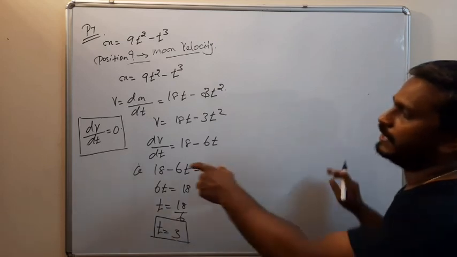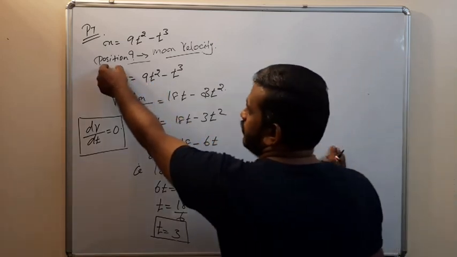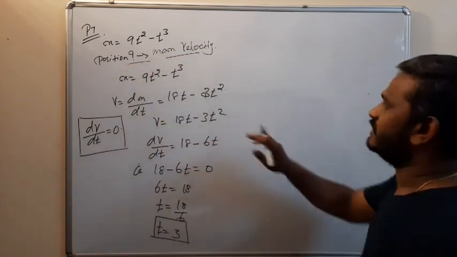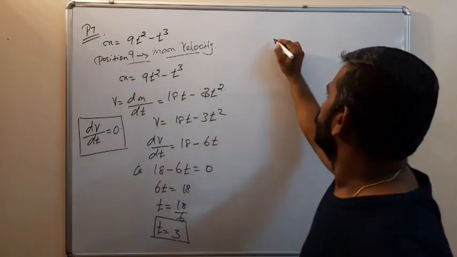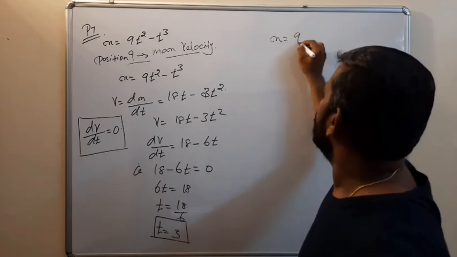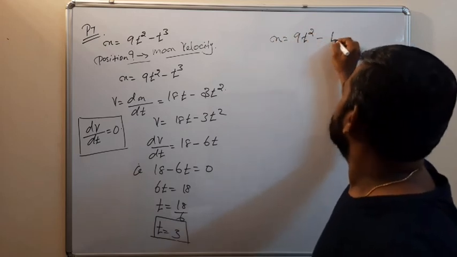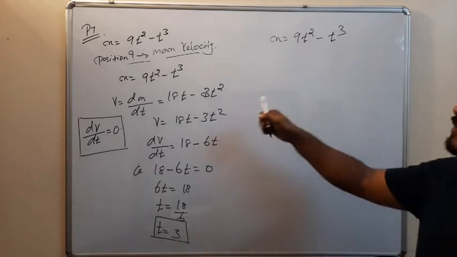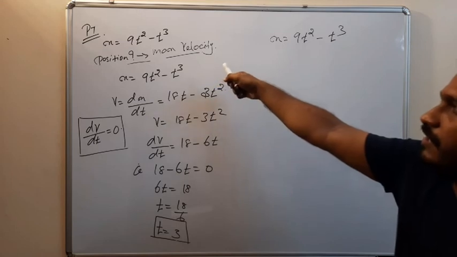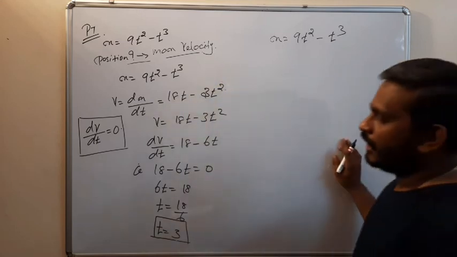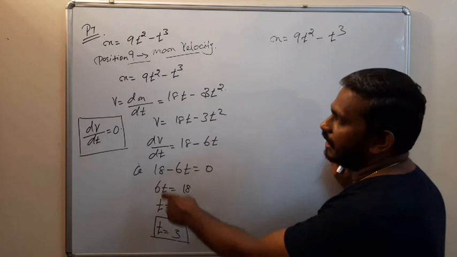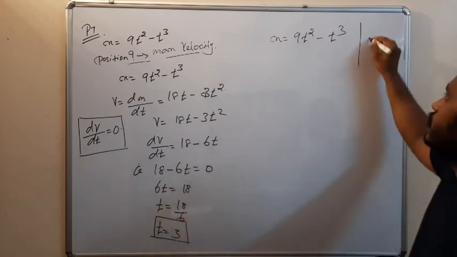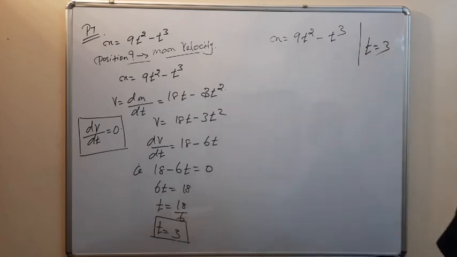So what we have to find? We have to find the position of the object when it reaches the maximum velocity. So what is the position of the object? x is equal to 9t square minus t cube. We have to find the position of the object when time is equal to 3 seconds. t is equal to 3.